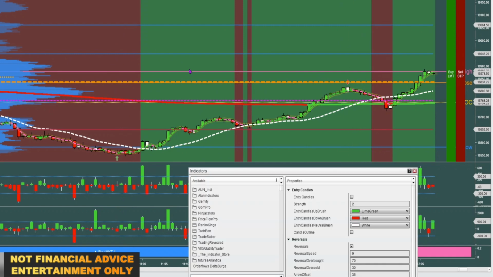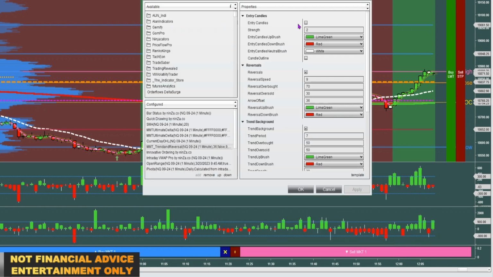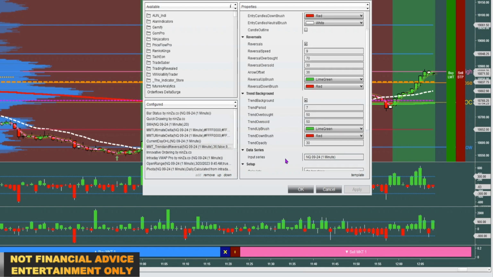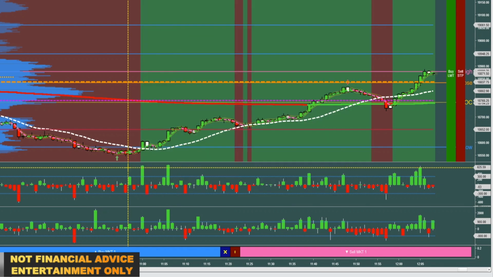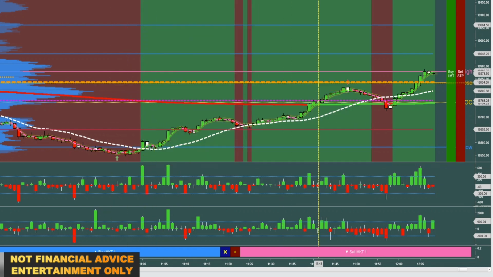Also, the trend background is now being printed by the new input series. The entry candles I have disabled. The entry candles have a separate instance of the trend and reversal indicator, and that's got an input series of the 3-period SMA. So for the default input series that comes preloaded with the indicator, the reversal settings of a speed of 9, overbought 70, oversold 30, that's what I've got for these reversals. So playing around with those numbers can dramatically change how this indicator performs.